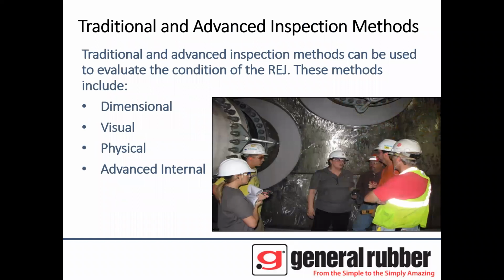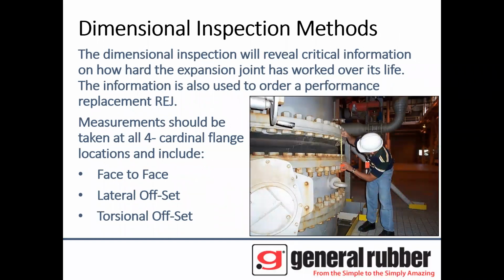So traditional and advanced inspection methods can be used to evaluate the condition of the rubber expansion joints, and these include dimensional, visual, and physical. We will not be talking about advanced and internal on this presentation. The dimensional inspection can reveal critical information on how hard the expansion joint has worked over its life. The information also is used to order a performance replacement joint.